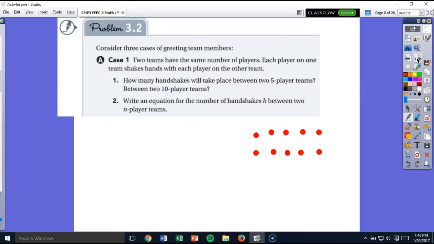As we get into our problem, it has us try some other cases. Two teams have the same number of players. How many handshakes will take place between two 5-player teams and between two 10-player teams? So here I have two different 5-player teams. You could do the same thing we did back on the other page, or any other problem-solving ways you want to go about it. Once you've figured out how many for 5 and 10, then come up with an equation for the handshakes, H, between two n-player teams.